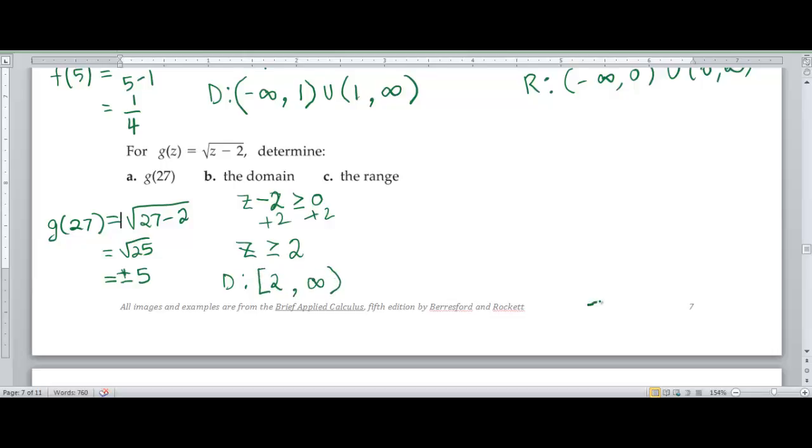And then, what about the range? Well, I know what the graph of this looks like. The graph of a square root looks like this.